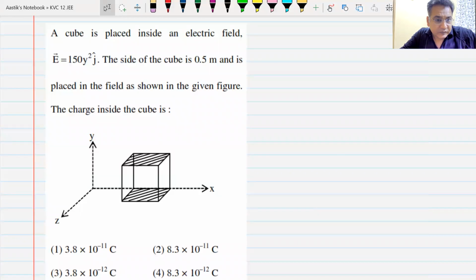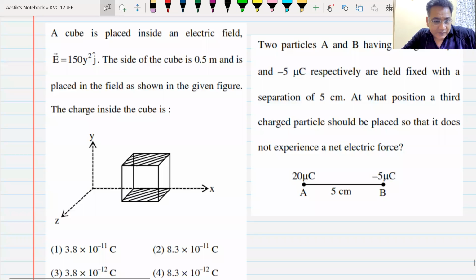Yes, sir. See, the questions are pretty simple. Again, one more from your previous years. Just have to find where I have to place the third charge so that it does not experience any force. There is nothing that we have not covered that has come in the exam. There is nothing that is left for chance. I have not left anything for chance.